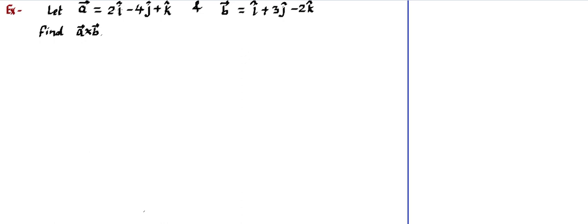Example: let A vector be given as 2 i cap minus 4 j cap plus k cap, and B vector be given as i cap plus 3 j cap minus 2 k cap. We need to find A cross B. So basically we have picked this example for cross product, and in the previous video we learned what the cross product is. Before we start solving this, let's recap the last lecture and particularly this cross product.